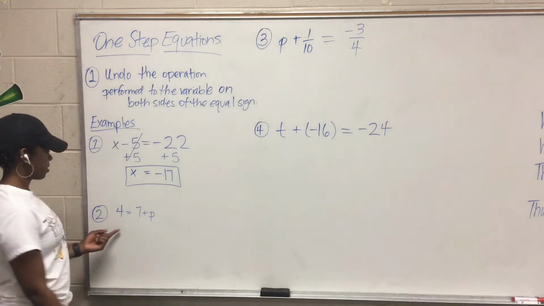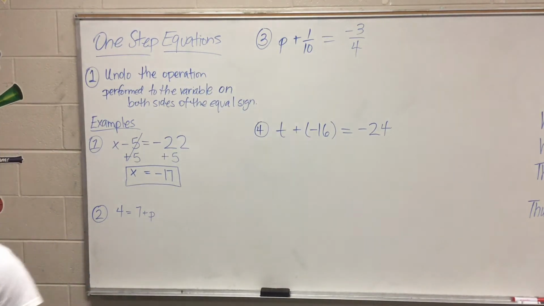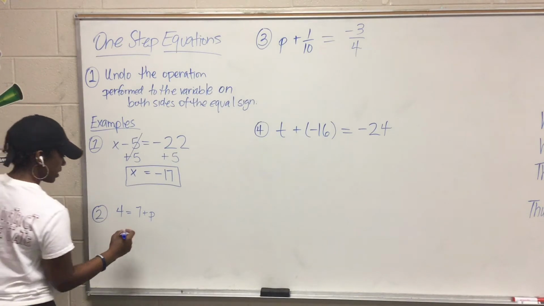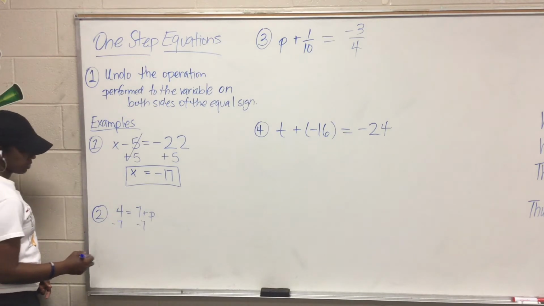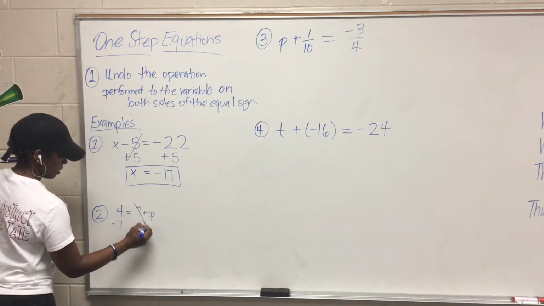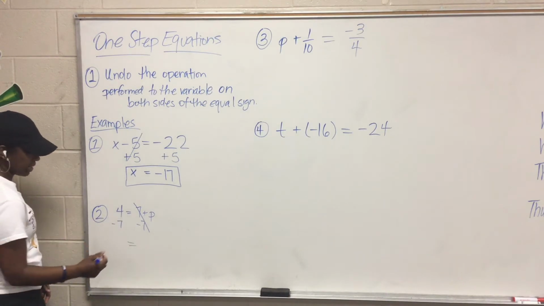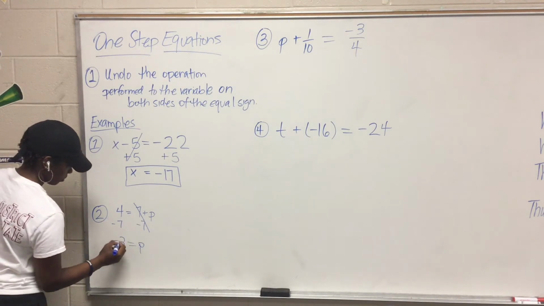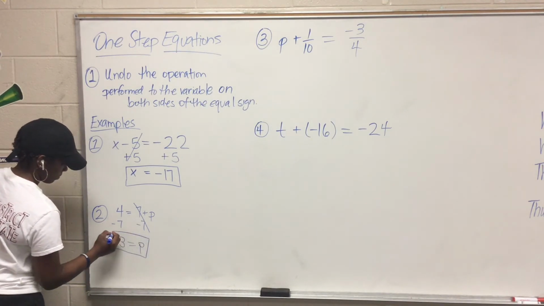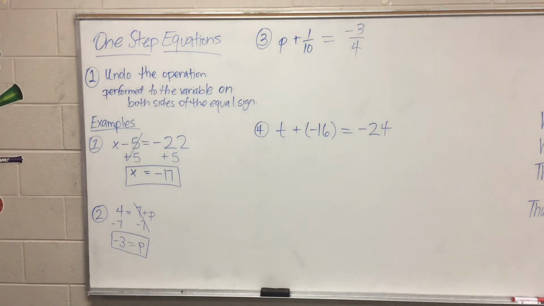So here we have 4 equals 7 plus p. What operation is being performed to p? Well, they're adding 7 to p. So if they are adding 7, then of course we need to do the opposite, which is subtract 7 on both sides of the equal sign. Positive 7 and negative 7 cancel out, so I'm left with p, which equals 4 minus 7, negative 3. P equals negative 3, or negative 3 equals p. It is really the same thing.